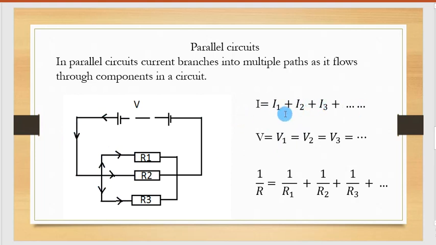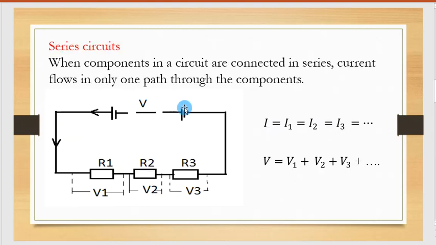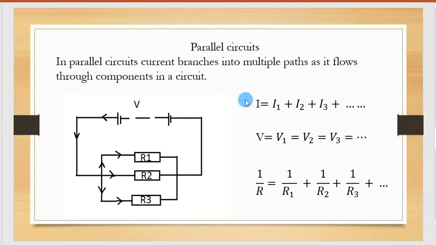Please take note that in series connection, current was the same. I is equal to I1, it is equal to I2, it is equal to I3. But in parallel, we have seen that it is not the same. Total current is actually a sum of the individual currents through each component connected in parallel.